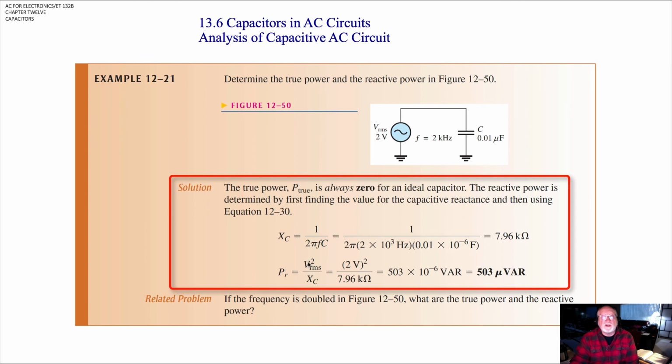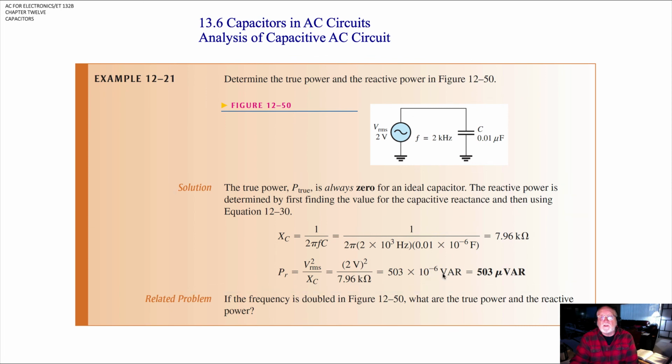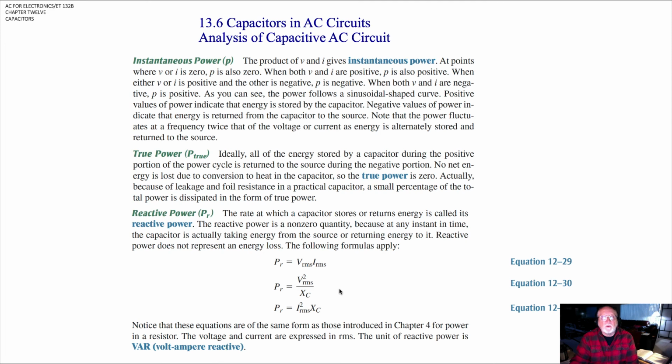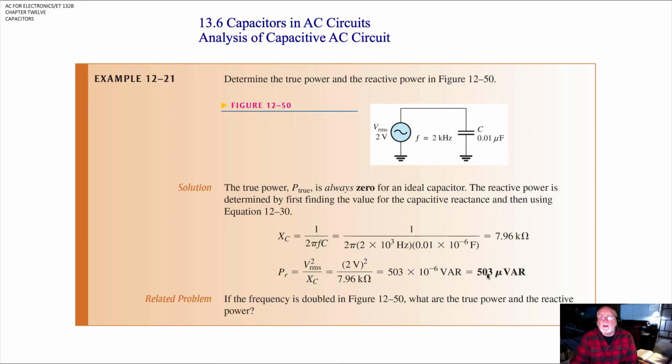Since we have voltage, we can use V squared RMS divided by the reactance, X sub C. And when we do that, 2 volts squared divided by 7.96 k ohms gives us a value in, what did we call that? VAR, volt ampere reactive. A reactive power value of 503 times 10 to the minus third VAR. So we've looked at the reactance, how we use it in some simple series and parallel circuits, and how we calculate, in this case, true and reactive power.